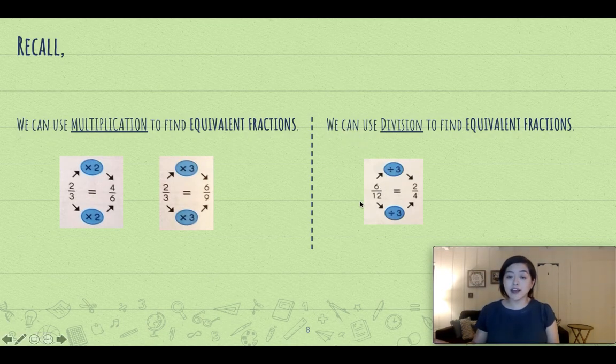So if we had the fraction 6/12, we want to divide by a number that's the same with the numerator and the denominator. Okay, so 6 divided by 3 is 2, 12 divided by 3 is 4. Here's another example. 2/4, if we divide the numerator by 2 and the denominator by 2, we get 1/2.